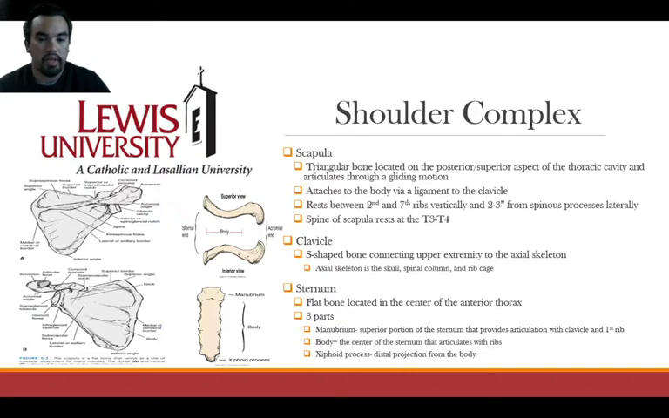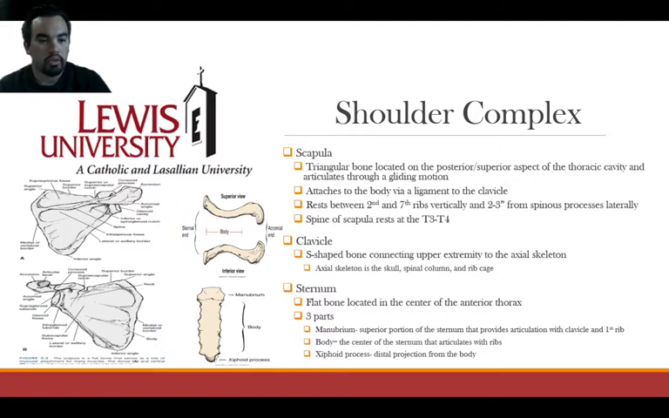We also have the clavicle, which is an S-shaped bone that connects the upper extremity to the axial skeleton on the anterior portion. And then the axial skeleton is the skull, the spinal column, and the rib cage, just a reminder. The sternum is a flat bone located in the center of the anterior thorax, and it has 3 parts: the manubrium, the body, and the xiphoid process.